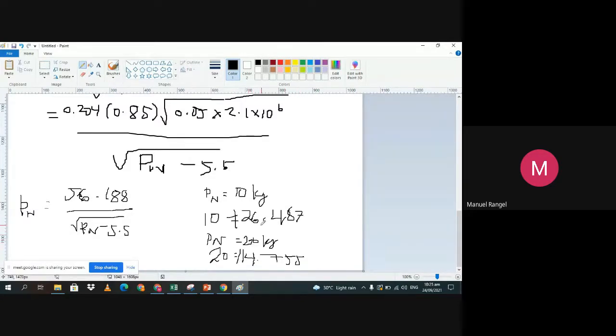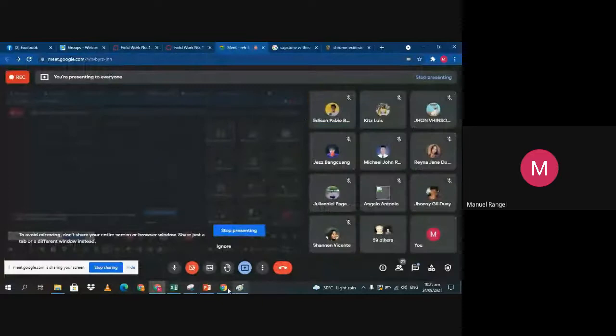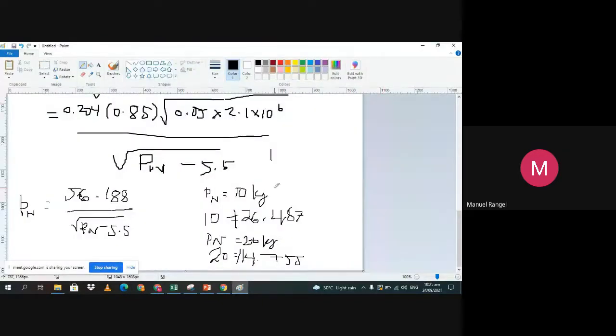So unsay na notice niyo? Between the two, sir, 16.75. Okay. So Pn is 16.75.